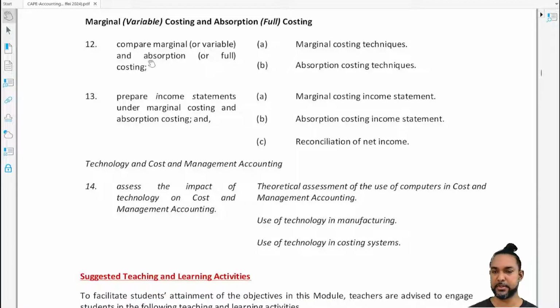We're just taking a little browse. We're going to start sections 12 and 13 today: compare marginal or variable and absorption costing. So we have marginal costing techniques and absorption costing techniques. The funny thing is, you are already familiar with both of these. Absorption costing is basically what we use regularly.